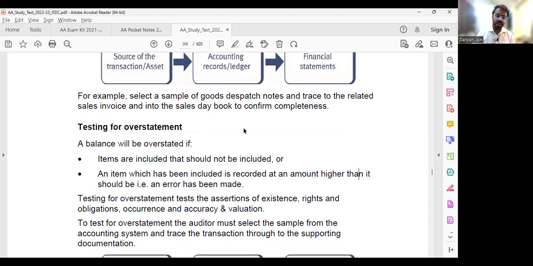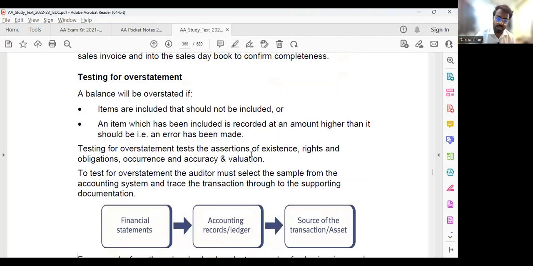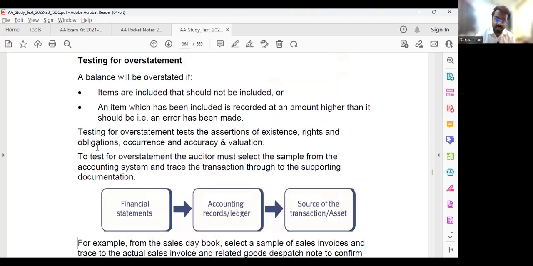So let's go and read overstatement first, then we will come to understatement. Testing for overstatement: a balance will be overstated if items are included that should not be included. Some fake fixed assets have been included, but they should not have been included. Or an item which has been included is recorded at an amount which is higher than it should be.